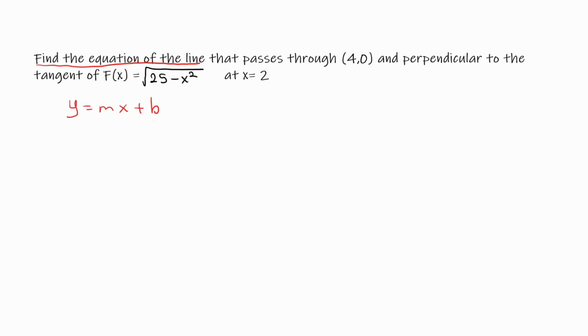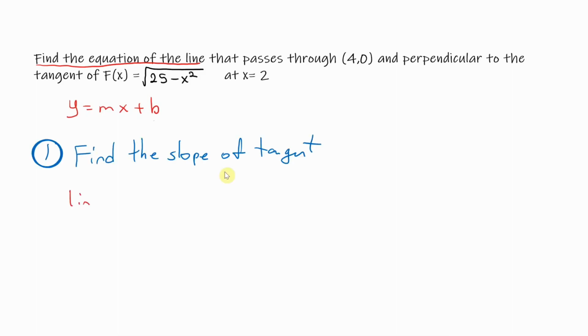And it says it's perpendicular to the tangent of f(x) equals root 25 minus x squared at x equals 2. Because it gives us the x, I can actually find the slope of the tangent, and from that slope of the tangent it wants us to find whatever the perpendicular is. So whenever it says perpendicular, we use the negative reciprocal of whatever slope we found, and that would be the perpendicular.